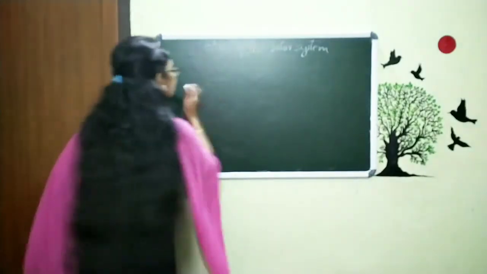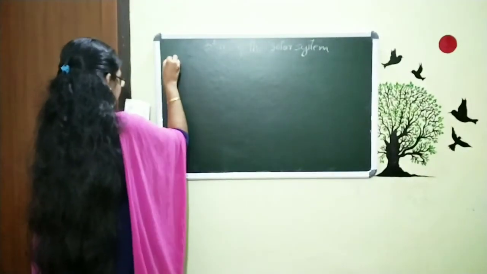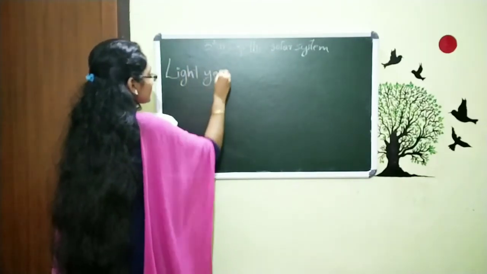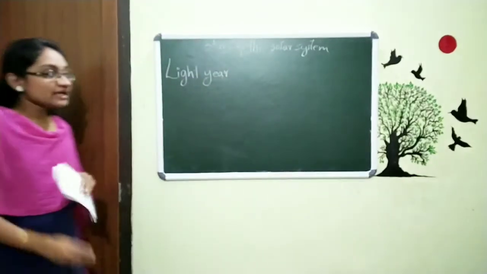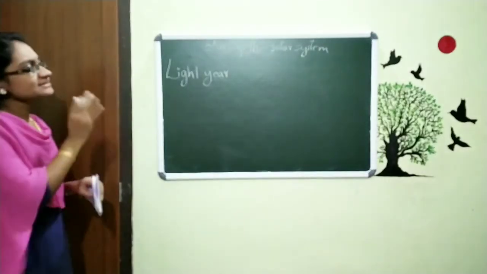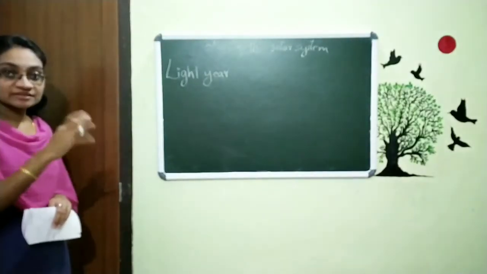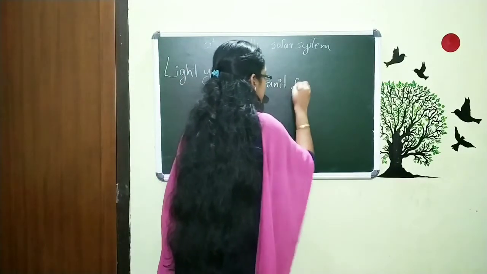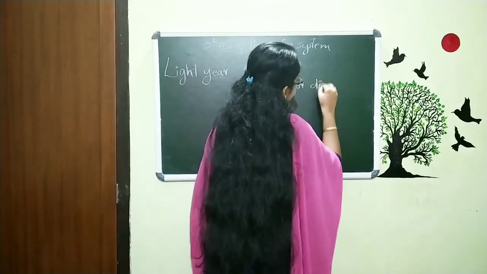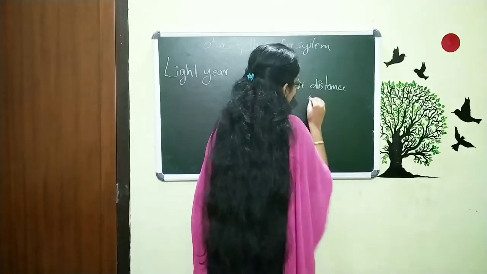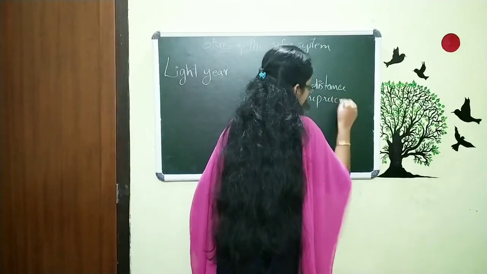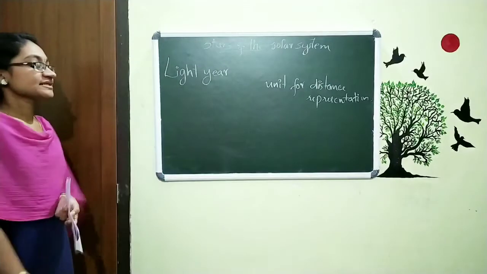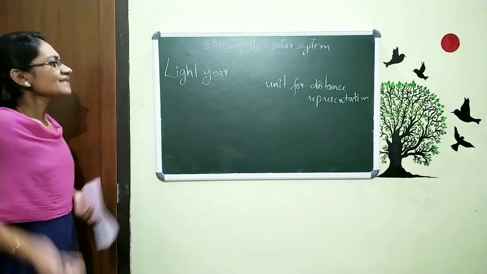So, this is something new for you. Light year, light year. Similar to the kilometer, this is another type of unit for distance representation. Unit for distance representation. Now the question is, what is this light year?